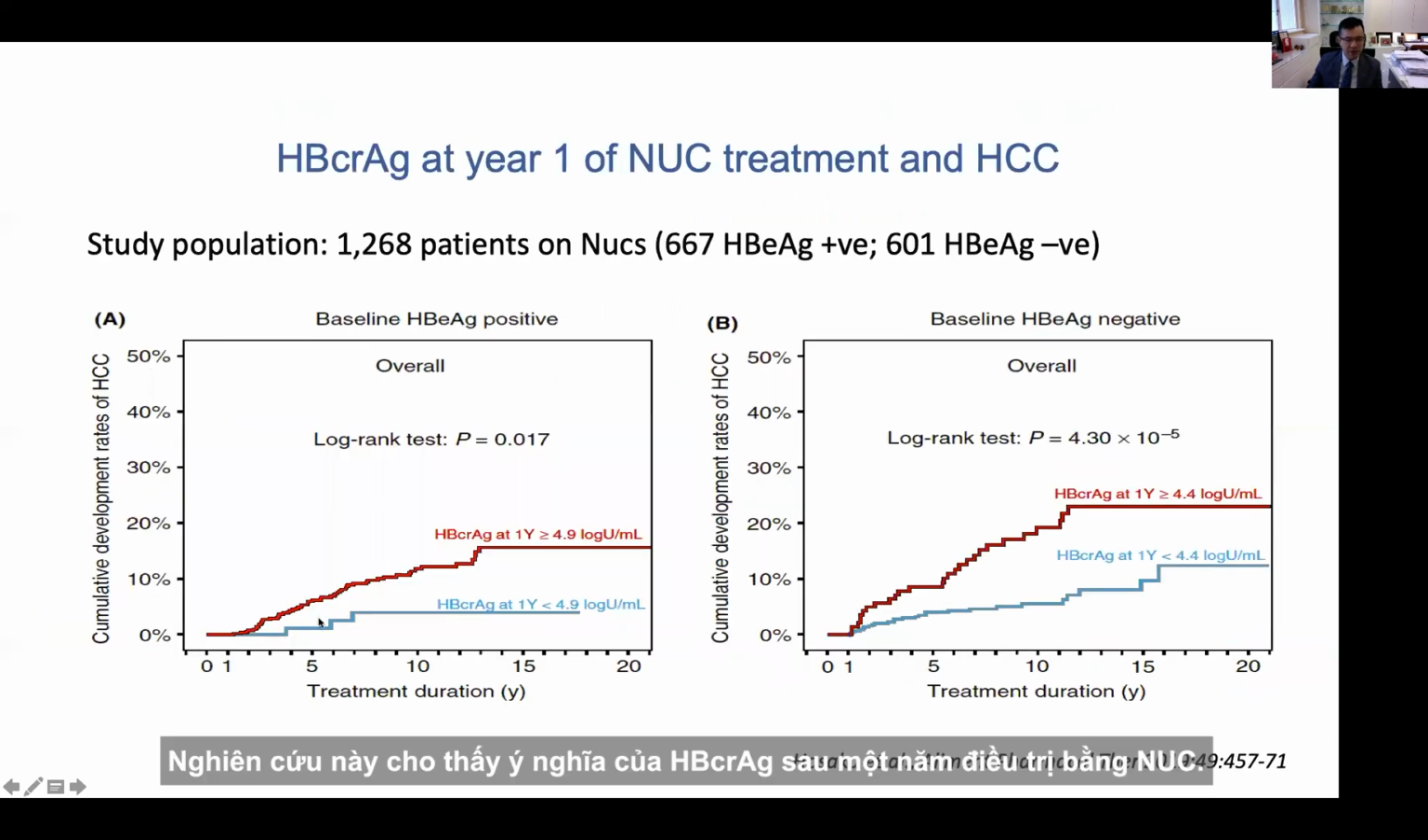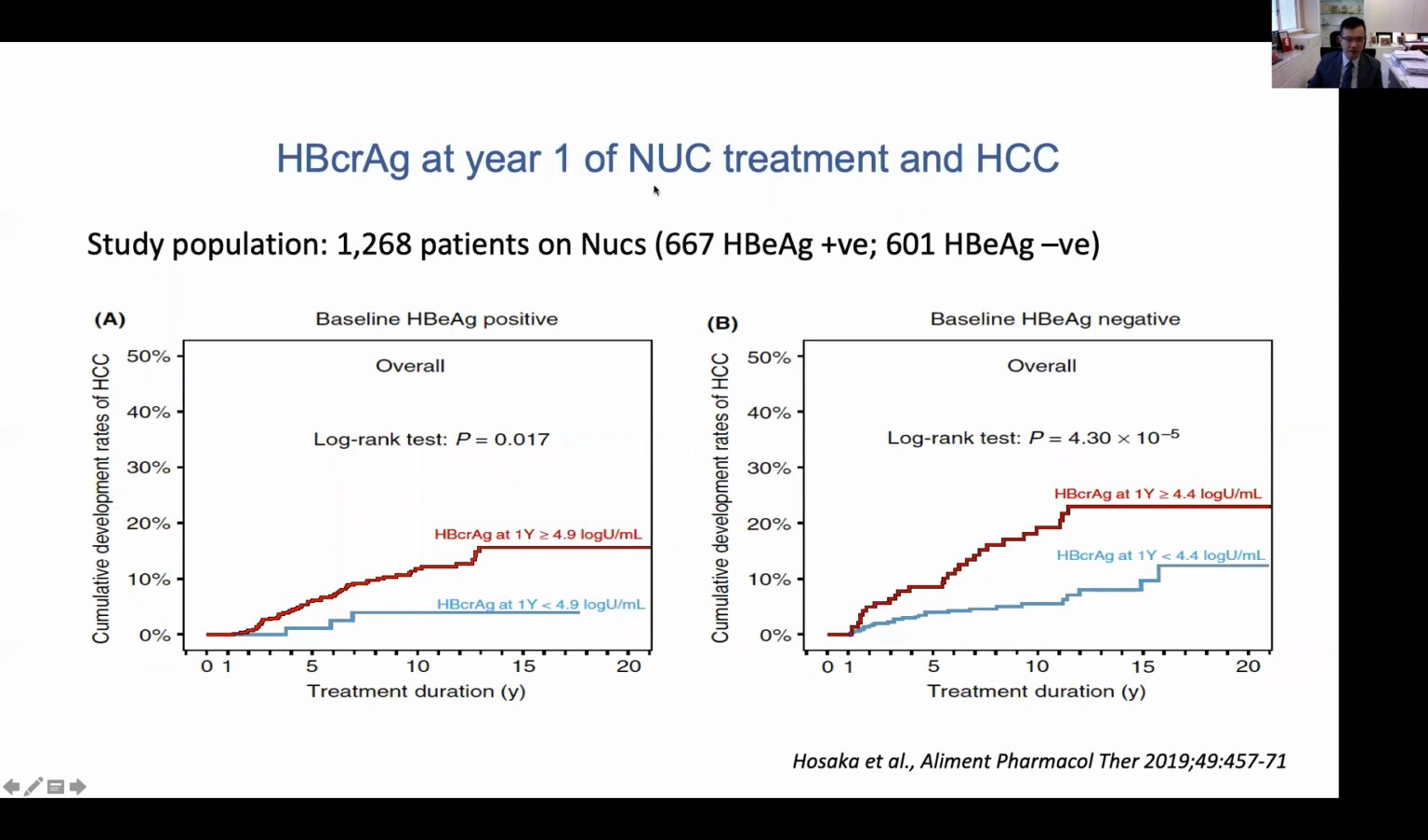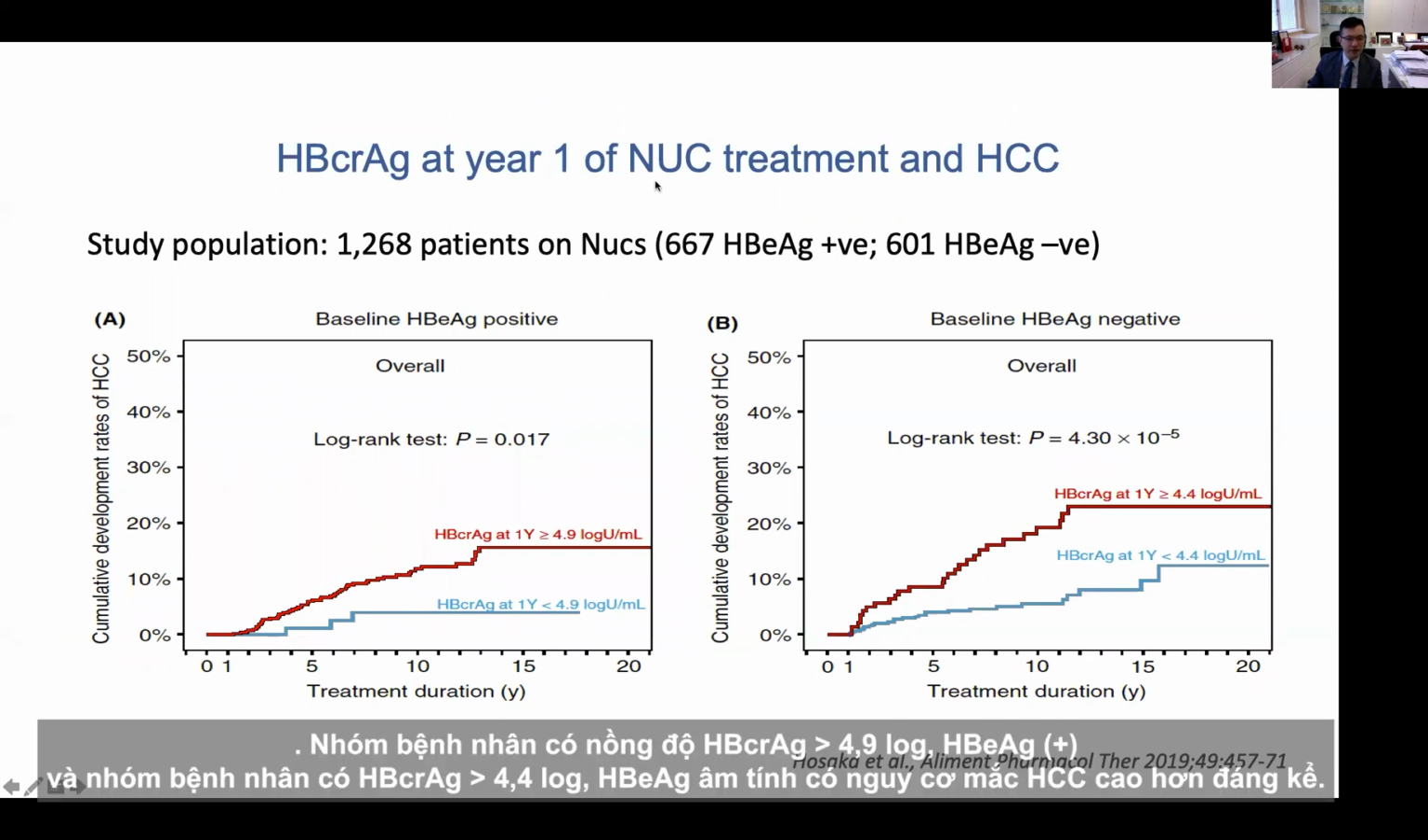This study examined the significance of core-related antigen after 1 year of nucleoside therapy. It was found that patients with core-related antigen level greater than 4.9 log for E-positive patients and 4.4 log for E-negative patients would have a significantly higher risk of HCC.